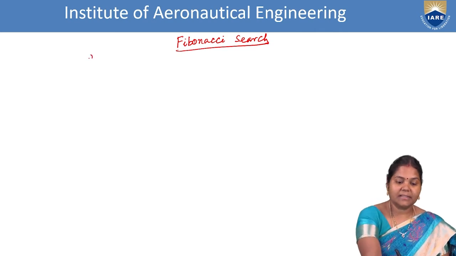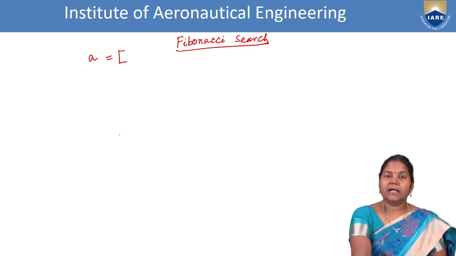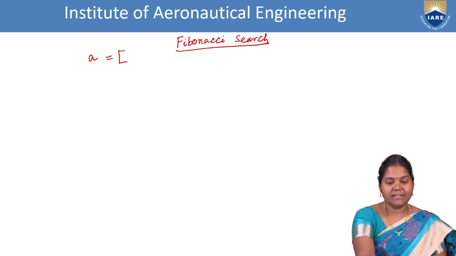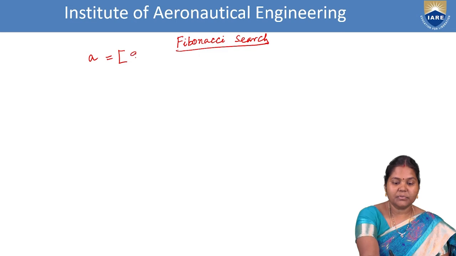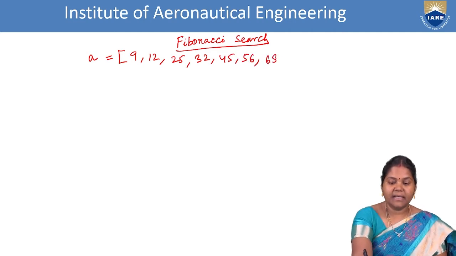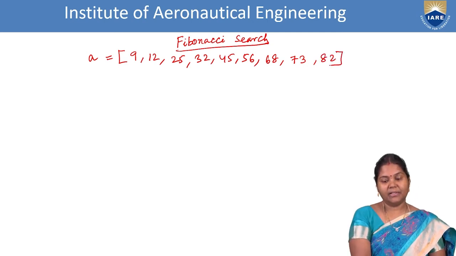So, let us consider one array A. Before doing Fibonacci search, the condition is that first of all the elements must be in a sorted order. So, let us take the elements in a sorted order. Suppose 9, then 12, 25, 32, 45, 56, then 68, then 73 and 82. For example, these many numbers we have taken into an array.